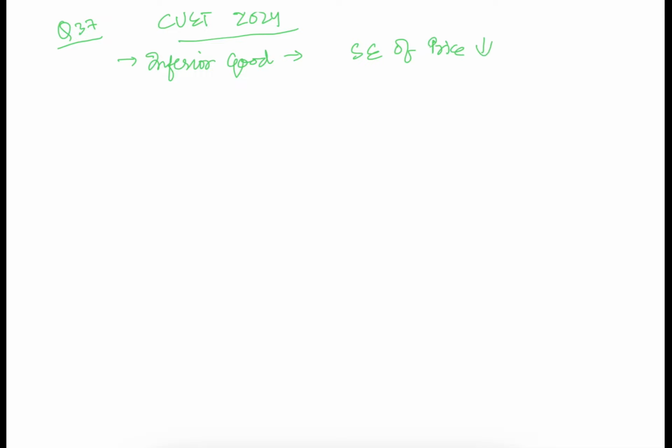I'm going to discuss question number 37 from CUET 2024. Now, we are given that there is an inferior good, for which the substitution effect of a price decrease and the income effect of a price decrease is what we have to check. What happens to the substitution effect of a fall in price of an inferior good, and what happens to the income effect of a good whose price falls.